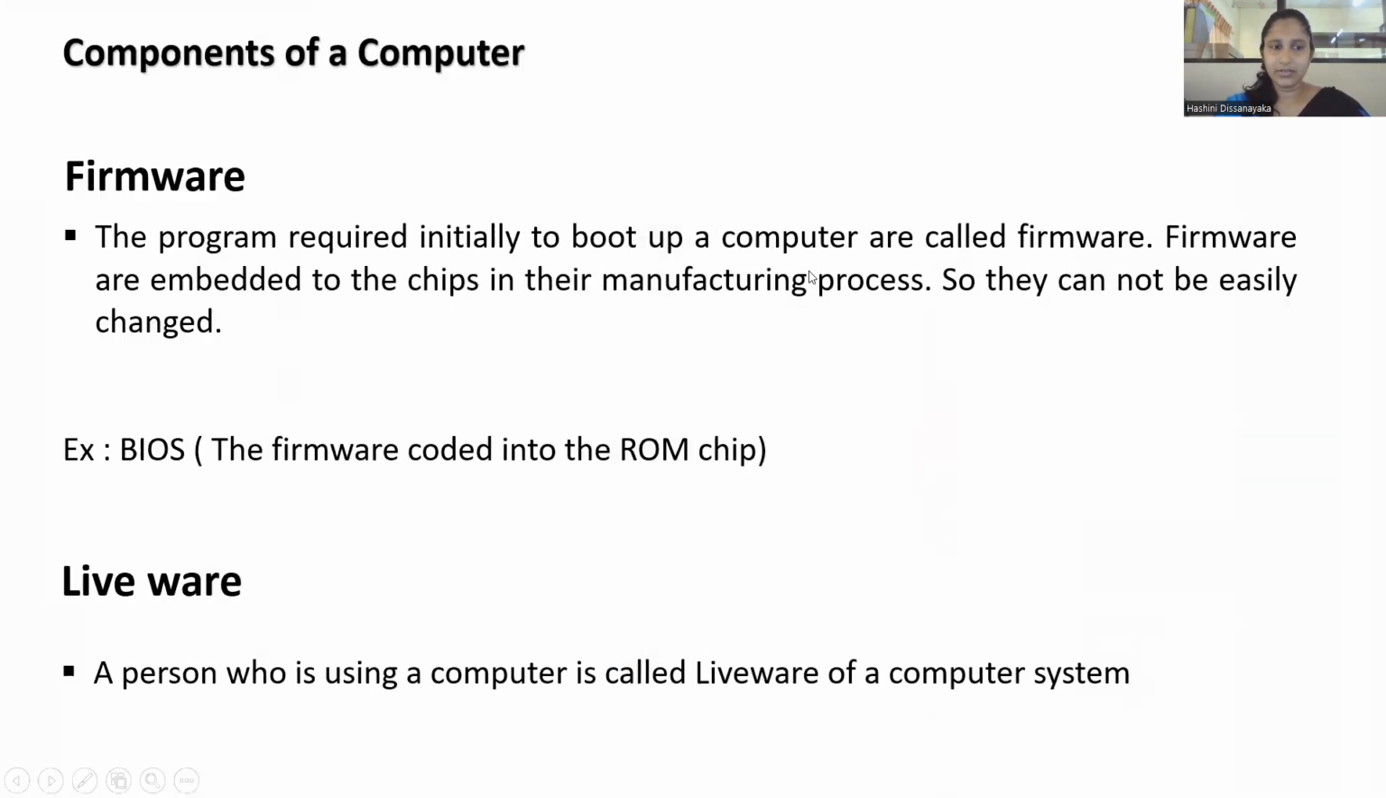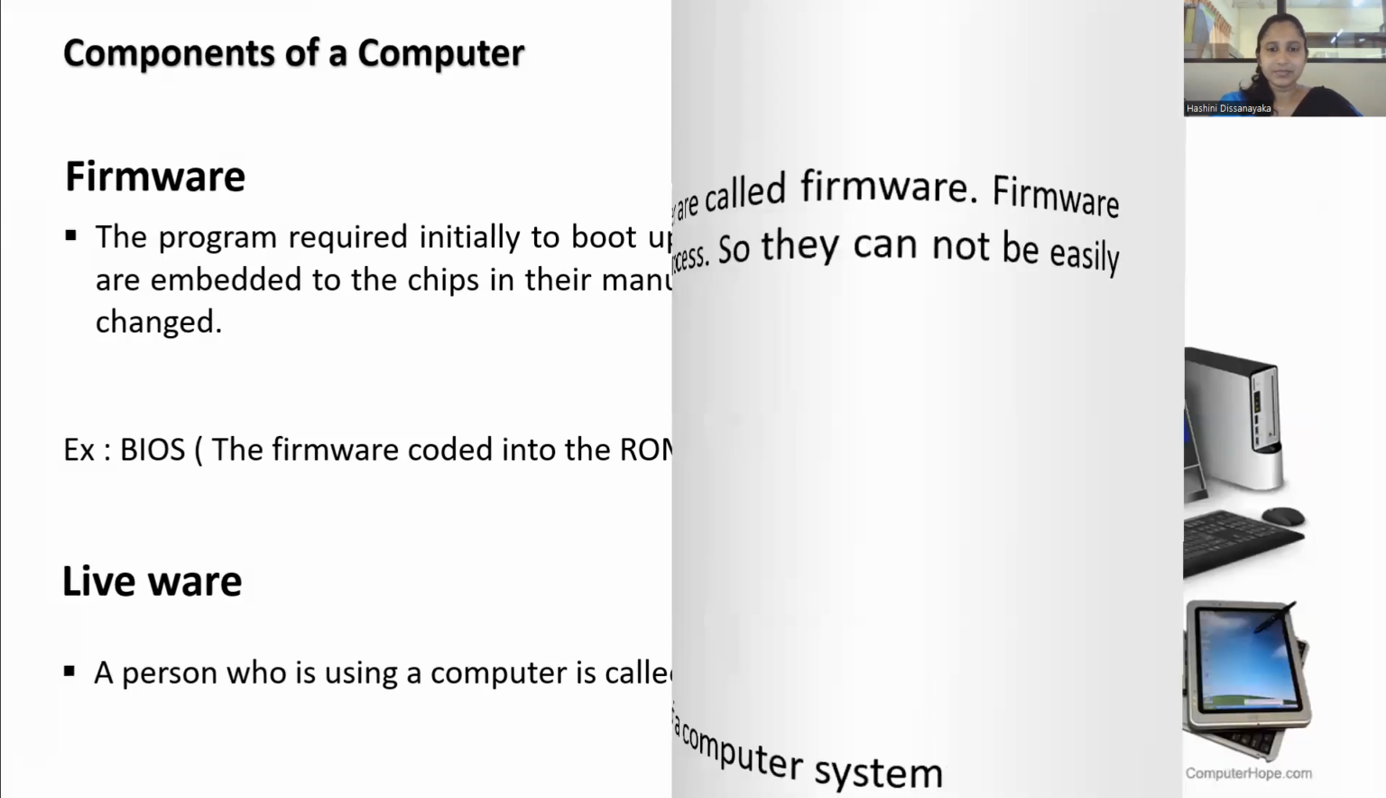These are the software, and then what is firmware? Now you know what is meant by firmware. They are required initially for the boot-up process of the computer, and firmware is embedded in chips during their manufacturing process. That chip we call the ROM chip, and they include BIOS inside that ROM chip. And liveware is also there. The person who is using a computer is called the liveware of a computer system. Simply, we can call them us, right? අපි තමයි මේ liveware වලට වැටෙන්නේ.